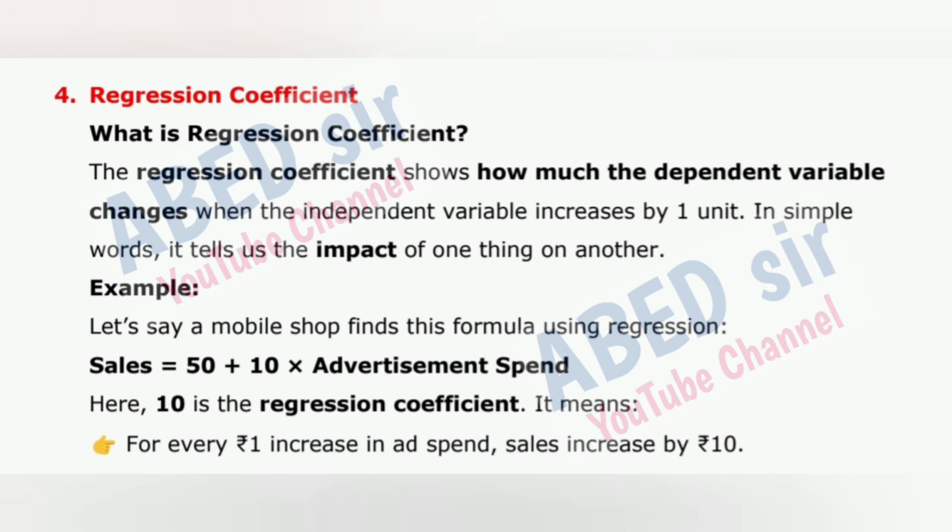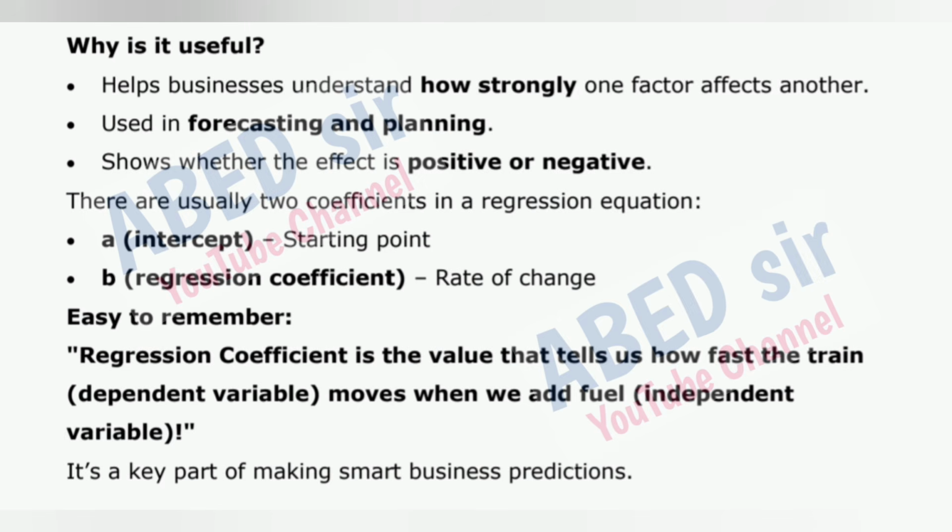Let's say a mobile shop finds this formula using regression. Sales = 50 + 10 × advertisement spend. Here 10 is the regression coefficient. It means for every 1 rupee increase in ad spend, sales increase by 10 rupees. Why is it useful? Helps businesses understand how strongly one factor affects another. Used in forecasting and planning. Shows whether the effect is positive or negative.